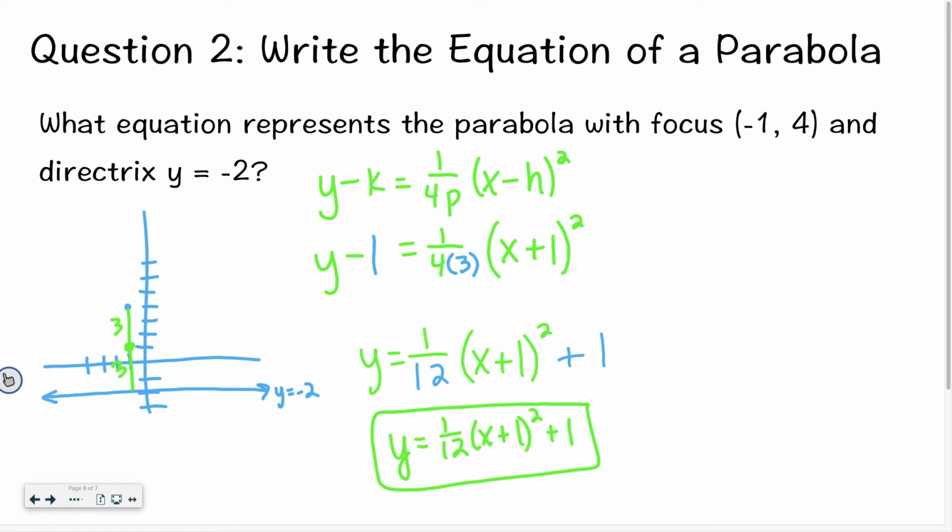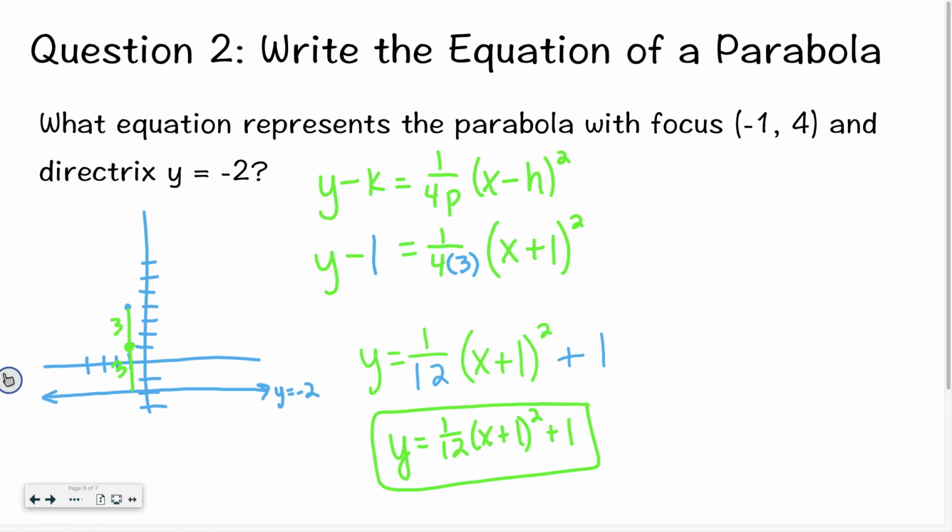Okay, for this problem, hopefully you ended up with y equals 1/12 times the quantity (x plus 1) squared plus 1. The way I got that answer was I started by drawing my line, y equals -2, and plotting my focus (-1, 4), and figuring out that vertically they're 6 units apart. That means the halfway point, or my p value, is going to be 3, because that's how many units the vertex is from the focus as well as the directrix. So I'm going to use 3 for my p value. And I figured out that my vertex is at (-1, 1), because that's the midpoint between the focus and directrix.